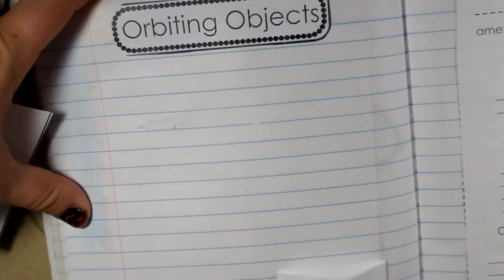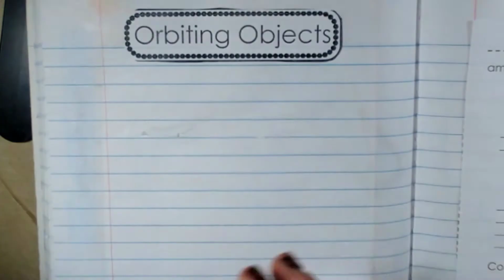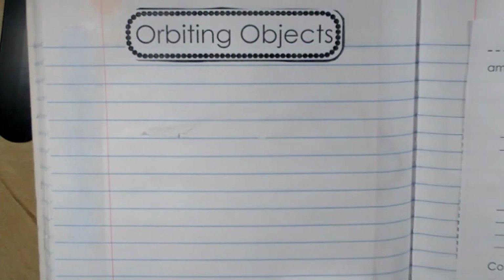All right, we have orbiting objects and we're going to be doing notes on that. So we're going to be talking about asteroids, the asteroid belt, meteoroids, meteorites, meteors, comets, and things like that. So we have this, and we also have a couple other things that are a little confusing if I don't explain them.